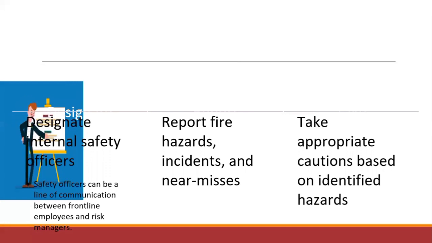So when employees see a potential fire hazard, or someone notified or observed something, they must report immediately, as soon as possible, to the concerned person or the supervisor, so that the supervisor may give appropriate action. Then take appropriate precautions based on identified hazards.